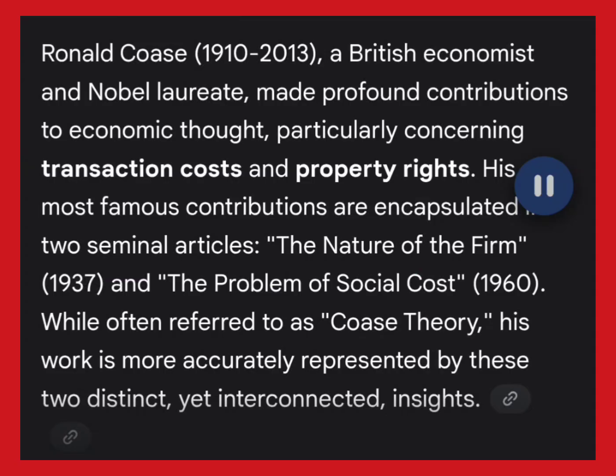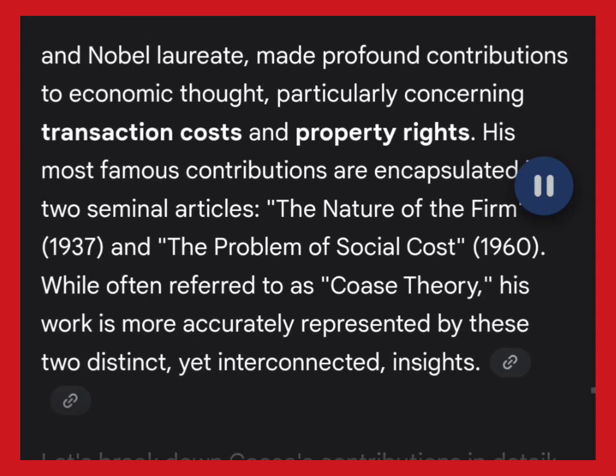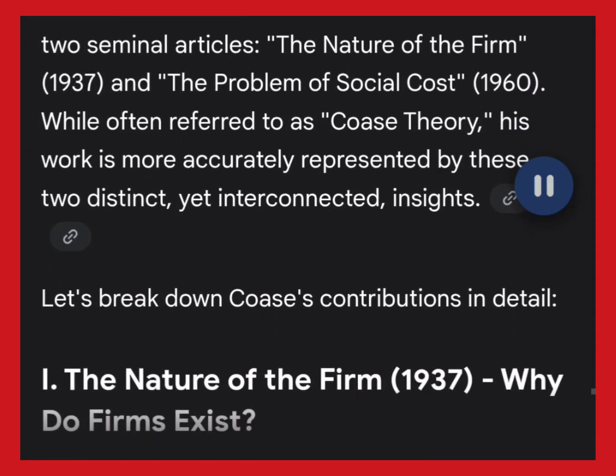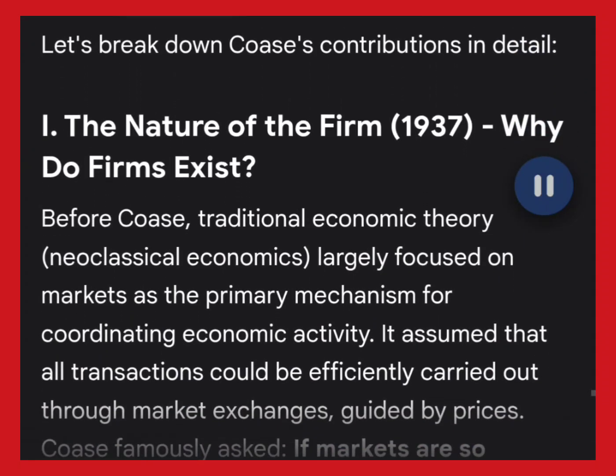Ronald Coase, 1910 to 2013, a British economist and Nobel laureate, made profound contributions to economic thought, particularly concerning transaction costs and property rights. His most famous contributions are encapsulated in two seminal articles, The Nature of the Firm, 1937, and The Problem of Social Cost, 1960. While often referred to as Coase theory, his work is more accurately represented by these two distinct, yet interconnected, insights. Let's break down Coase's contributions in detail.